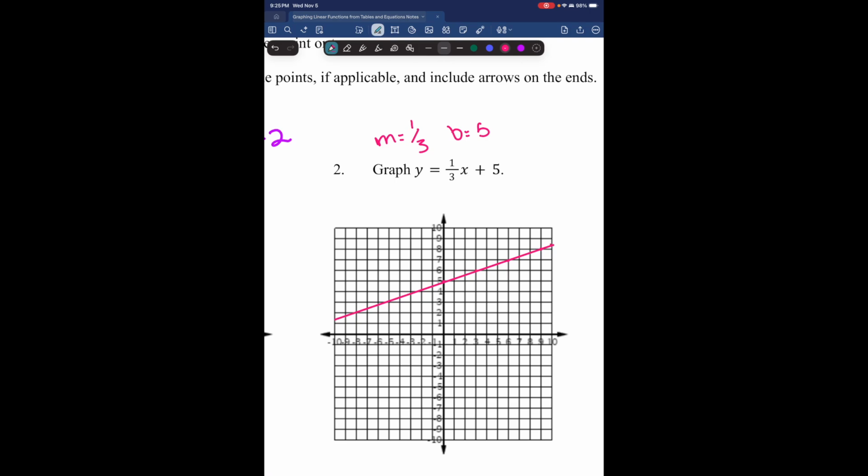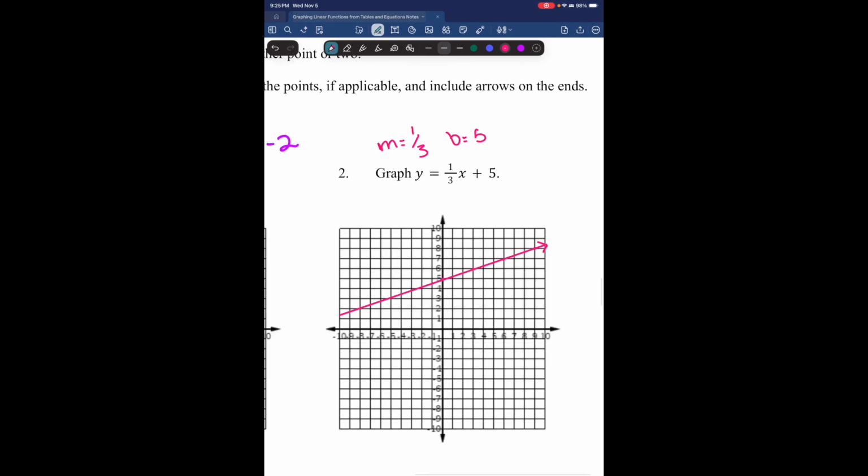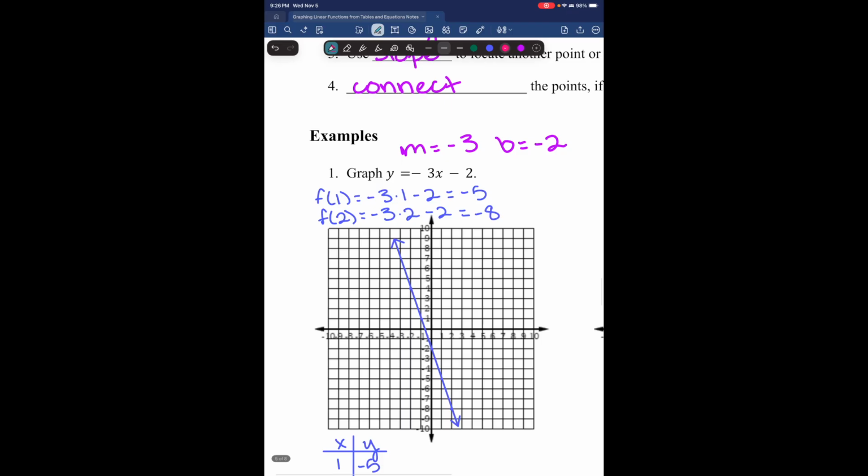That is what your graph should look like. I also want to note the slope is positive because m is greater than 0, but the slope is also what? That's right, getting flatter because it's less than 1. And this other one over here, the slope was negative.